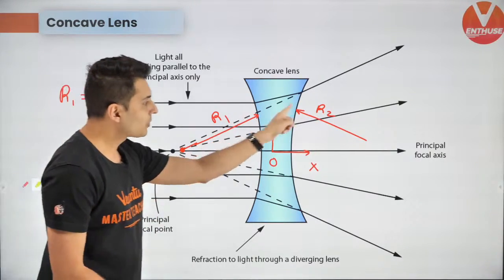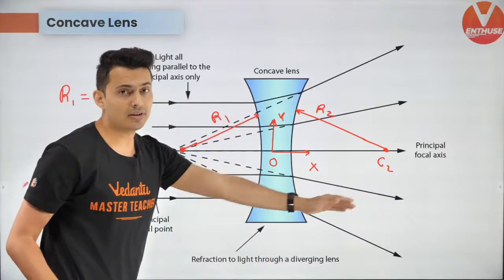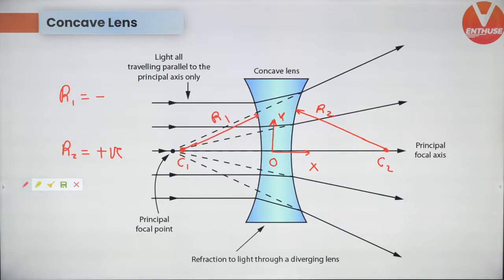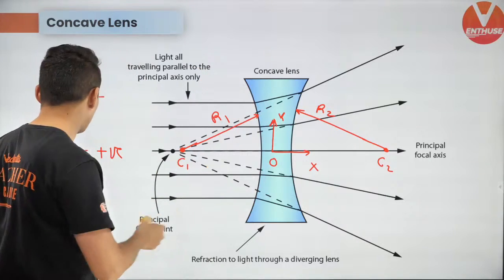And R2, look at where the center of curvature is. Center of curvature is on the positive side. Hence R2 will be positive. Keep this in mind. Okay, understood guys? Clear everyone? Shall we go ahead?